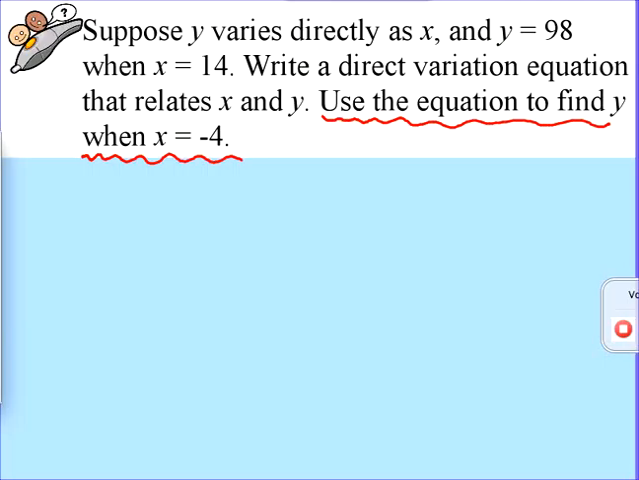So then now find y when x equals -4. So y equals. When x equals -4.